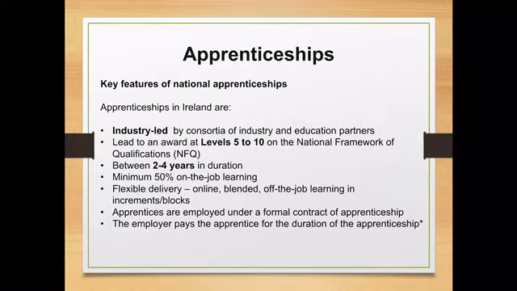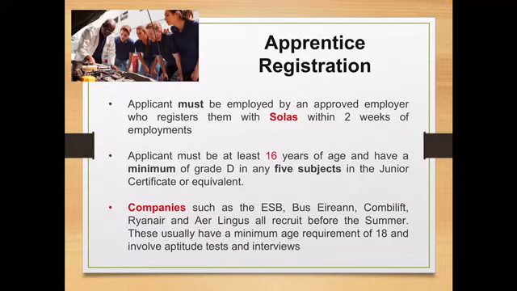They are employed under a formal contract of apprenticeship, and the employer will pay the apprentice for the duration of the apprenticeship. Applicants must be employed by an approved employer who has registered them with SOLAS within 2 weeks of employment. We cannot stress this enough. If they're not registered within 2 weeks of employment, they will have to start their apprenticeship the following year.